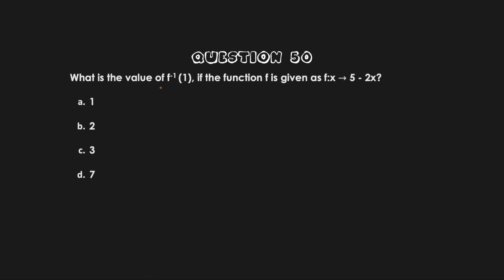This one says, what is the value of f inverse 1 if the function f is given as this? So we're saying that the function f(x) is equal to 5 minus 2x. This is the same thing as how it's written here. Now there are two ways to solve this. The first way of doing it is we can just find the inverse of this function. So what we would say is let y equal f(x). So then we'll end up saying y is equal to 5 minus 2x.